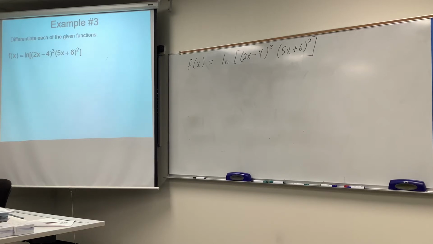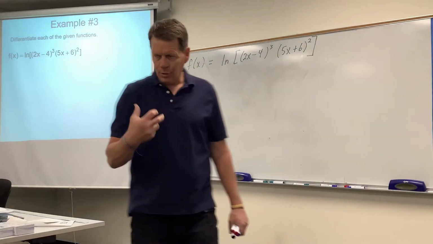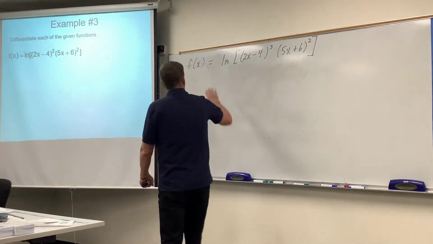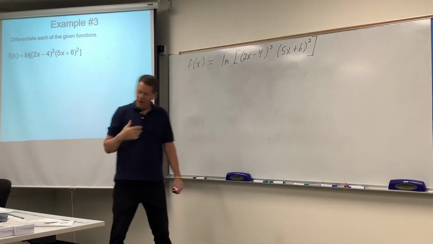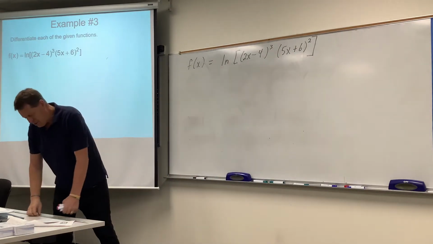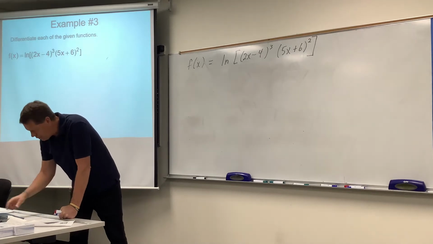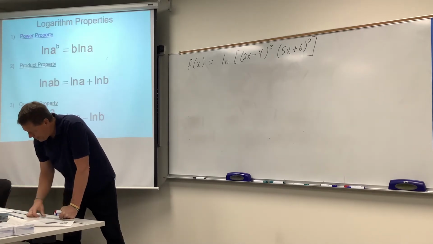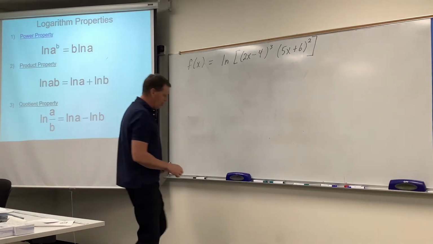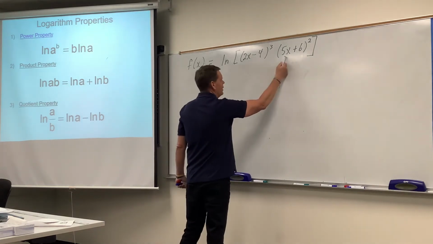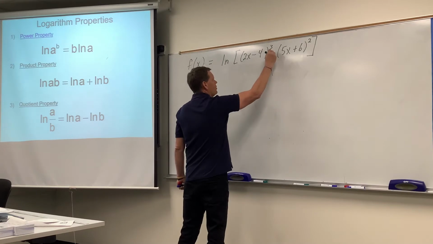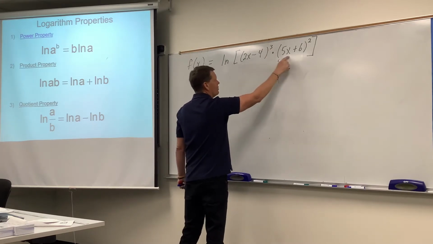All right, example number 3, differentiating expressions involving natural logarithm. You notice we have the natural logarithm of this quantity in the brackets. Now, identifying the structure of that expression in the brackets is pretty important here. And again, I'll take you back to these logarithm properties. Hopefully you realize that the expression inside here has multiplication going on. It's this quantity times that quantity.